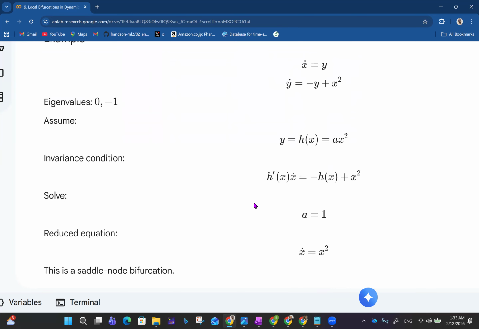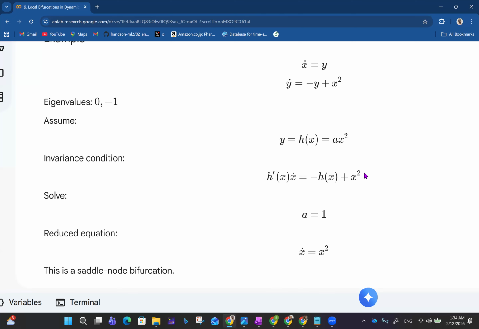So the invariance condition can then be h prime of x times x dot. x dot here is equal to y, right? And we know y is a x squared. h prime of x here is 2ax, times x dot, that's 2ax times y, so that's like 2axy. And for 2axy, we have minus y plus x squared. Minus y is actually minus a x squared plus x squared, like this.